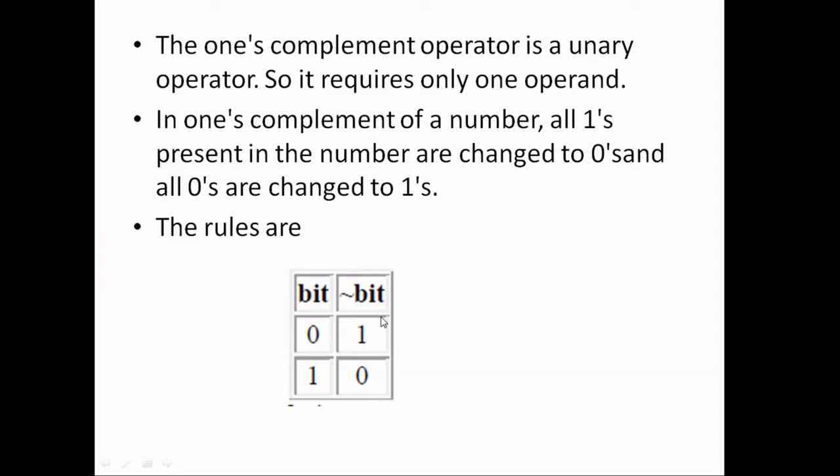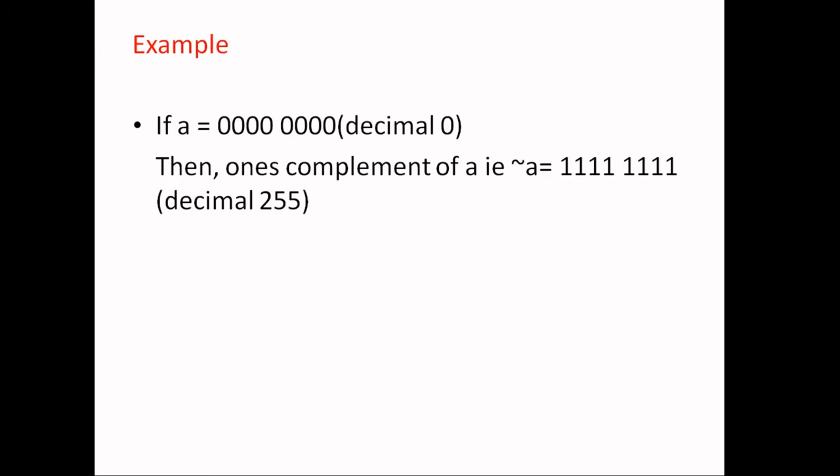So let us go through an example. If a is equal to 0, 0, 0, 0, 0, 0, 0, 0, that is the decimal 0, then ones complement of a is you replace all these zeros by ones. Similarly, if you have a as 1, 1, 1, 1, 1, 1, 1, 1, all ones, then ones complement of a will be all zeros, that is 0, 0, 0, 0, 0, 0, 0, 0. So that was about ones complement.